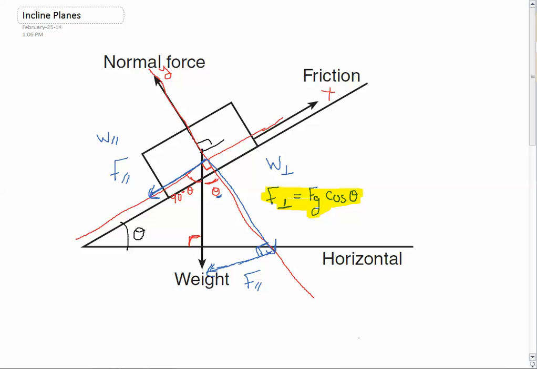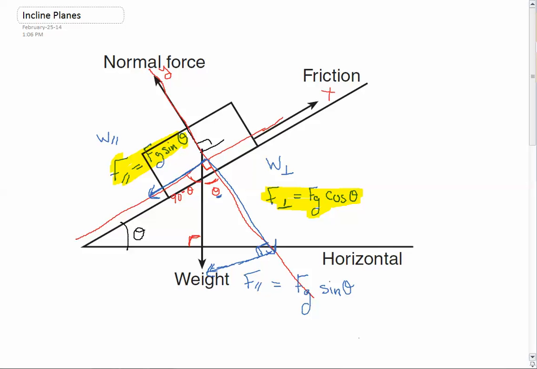Our parallel component is opposite that angle, and so we use the sine, and we calculate that by using the force of gravity, or the weight, times the sine of the angle. Often it's written here because we think of it as acting up here. So we can write it here, our weight times the sine of the angle. And it's right there.